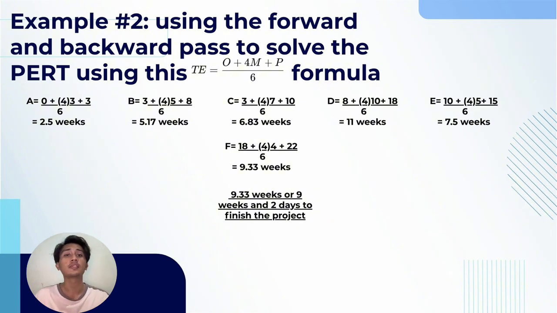From A, we need to start at 0 plus 3 times the constant 4, plus the pessimistic, which is 3, and that's it, divided by 6, giving the answer of 2.5 weeks, and so on and so forth until you get to the table F, or the formula of F, which is 18 plus 4 times 4, which is the constant number, and then plus 22, divided by 6. Hence we get 9.33 weeks, or 9 weeks and 2 days.